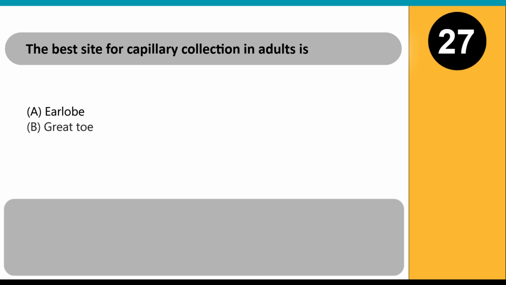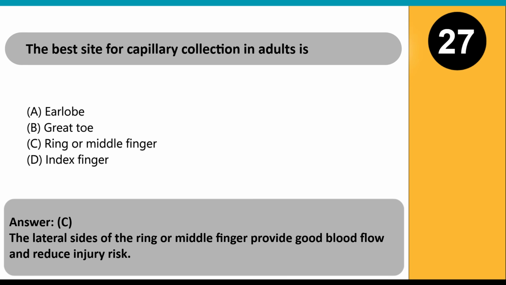The best site for capillary collection in adults is A. Earlobe. B. Great toe. C. Ring or middle finger. D. Index finger. Answer, C. The lateral sides of the ring or middle finger provide good blood flow and reduce injury risk.